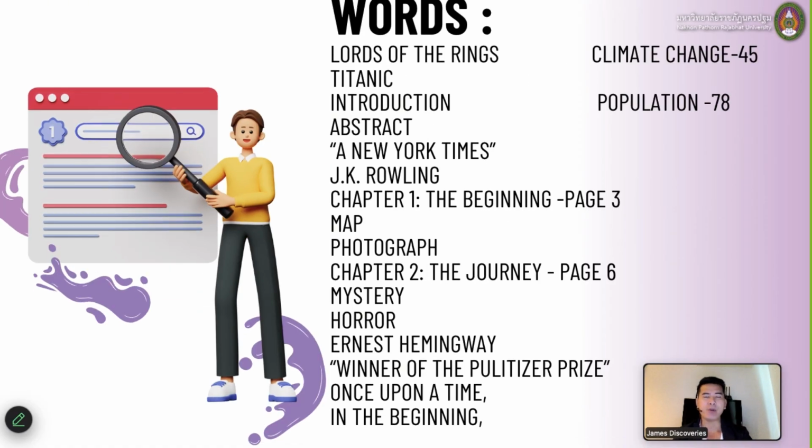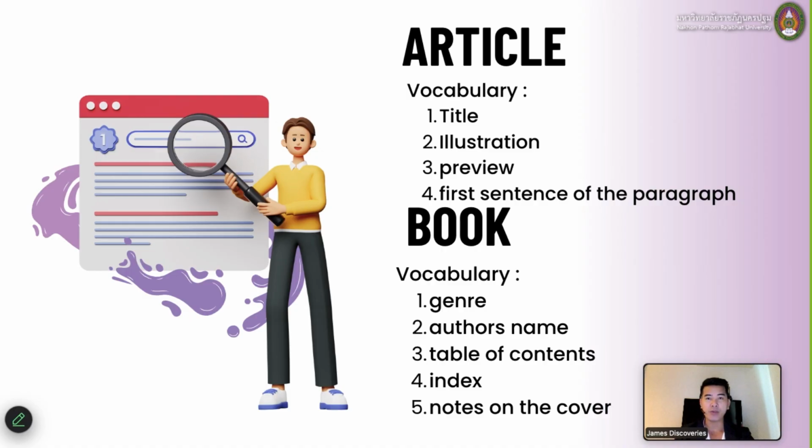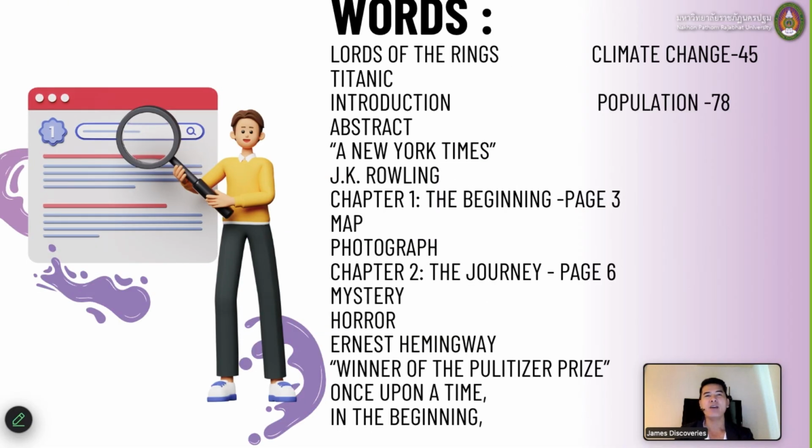For example, these are the words that you need to put on the board. The words on the board are title, illustration, preview. You're going to give me two words in each vocabulary under article and book. Let's go now. These are the words. We have Lord of the Rings, Titanic. What do you think these words are? Put them on the board now, corresponding to the vocabulary I've shown you a while ago.